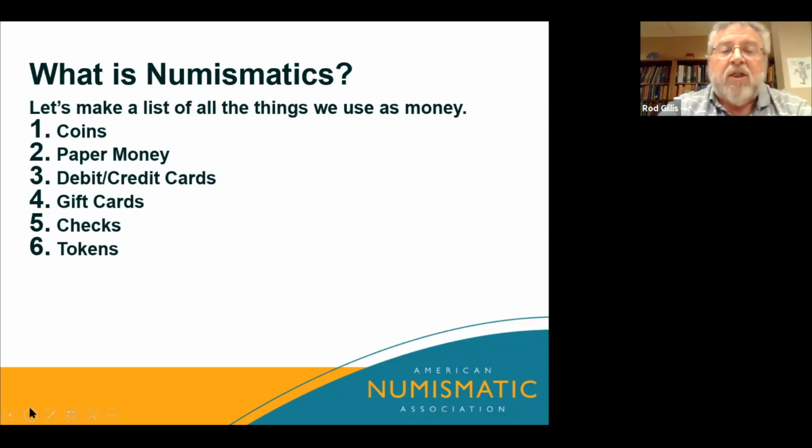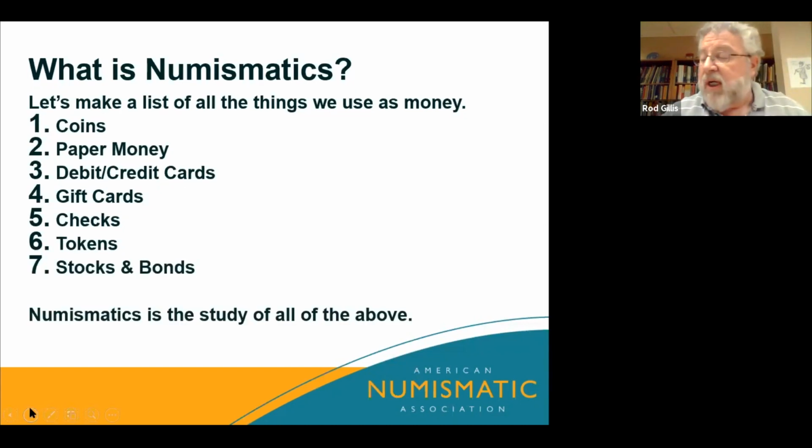Tokens. Tokens have been used as money. There's a large group out there, a large following, who enjoy collecting Civil War tokens, for example. Also Depression-era tokens. These were used in towns where money was hard to come by, and so to keep business afloat, companies were interested in creating tokens with the idea of being able to conduct business without hard money being available.